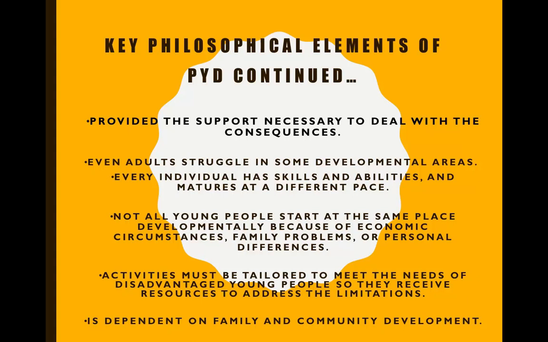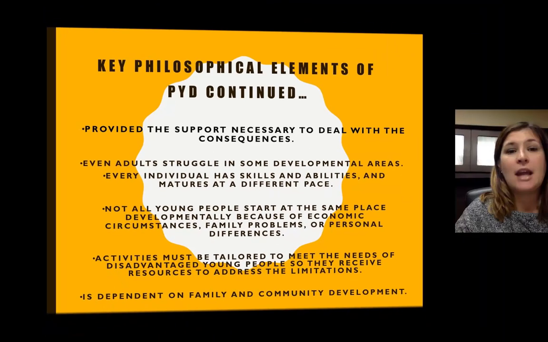Some more philosophical elements of this model include that even adults struggle in some developmental areas of their life. Every individual has different skills and abilities and matures at different paces. Not all young people start at the same place developmentally because of economic circumstances, family problems, or just personal differences. Therefore, developmental activities should be tailored to meet the needs of young people who are in disadvantaged circumstances so that they receive the resources necessary to address the limitations of their life circumstances. Youth development is dependent on family and community development.